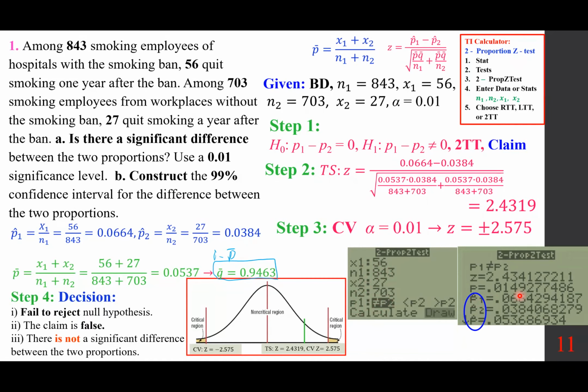It calculates p1 hat, it calculates p2 hat, of course with a lot more decimals. It calculates p bar, and this is the p-value equal to 0.149. This is larger than alpha of 0.01. We have the same decision, which is fail to reject the null hypothesis.